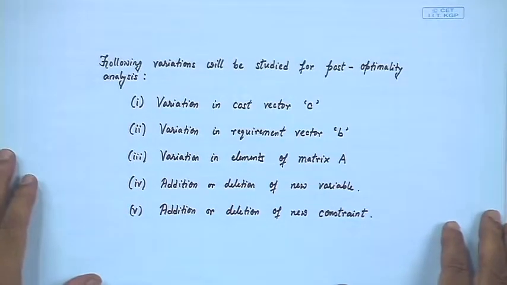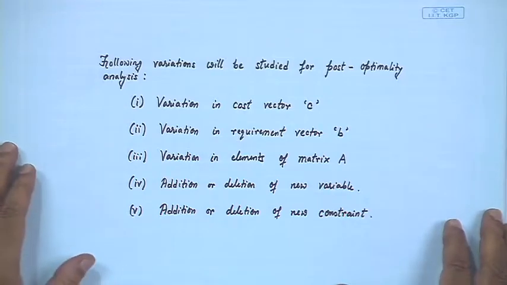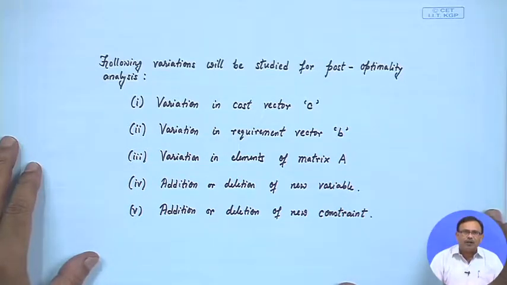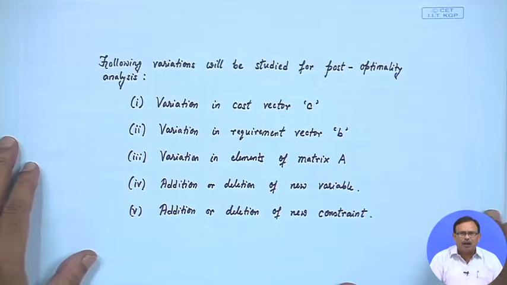What we are going to study here is that the following variations will be studied in post-optimality analysis. Number 1 is variation in the cost vector C. Number 2 is variation in the requirement vector B. Number 3, variation in the elements of matrix A. These are the 3 parameters. If you remember, our LPP problem is in the standard form, maximize z equals Cx subject to Ax equals B. So, the parameters involved are C, B and A. If I vary these parameters, what is the effect?